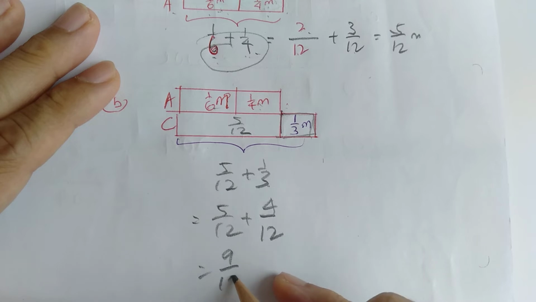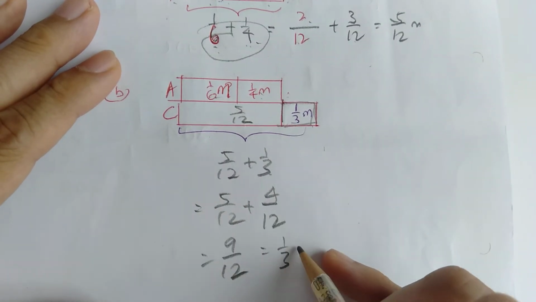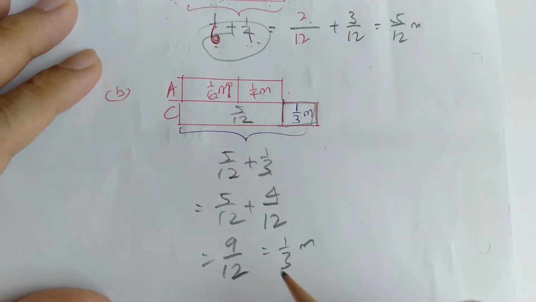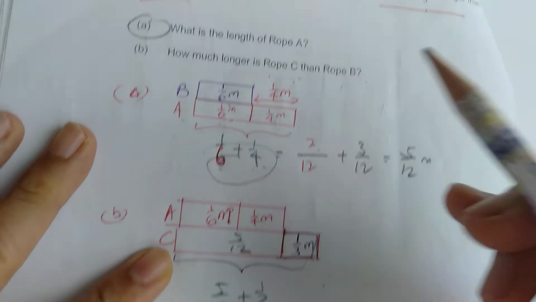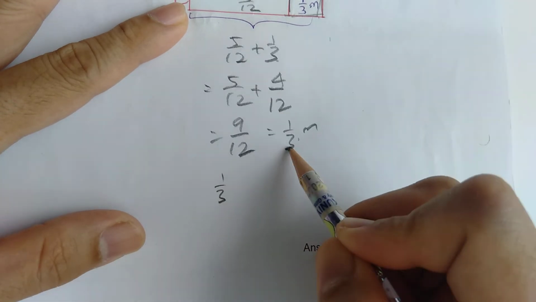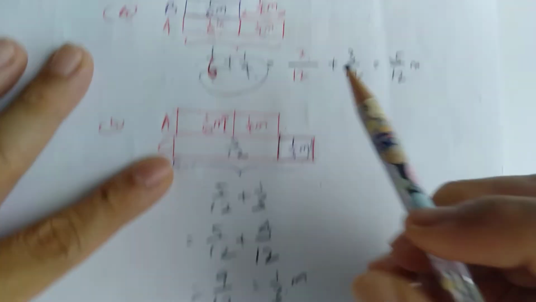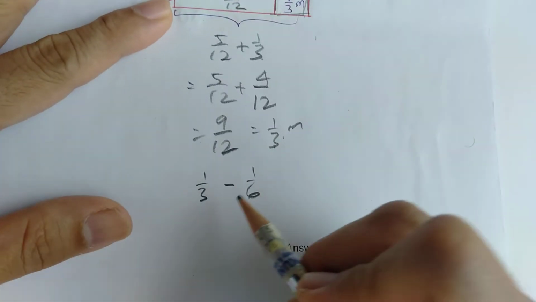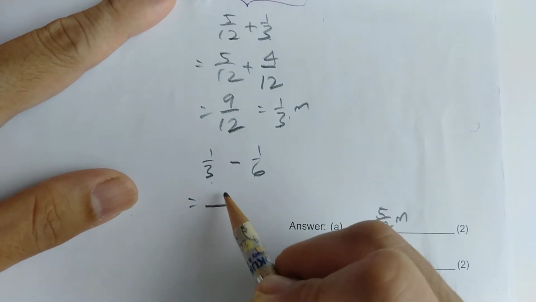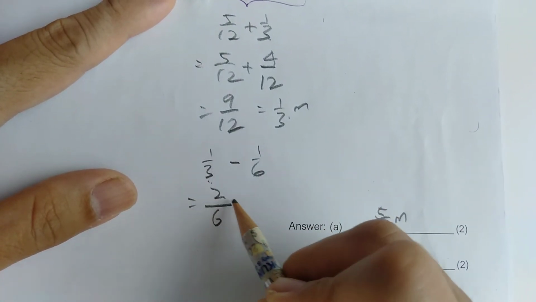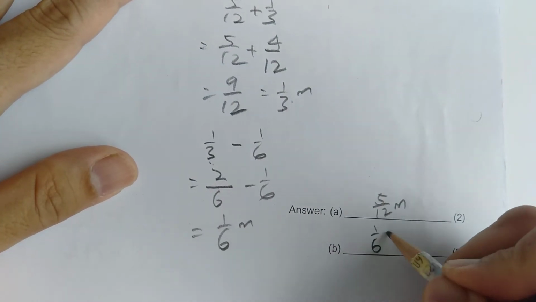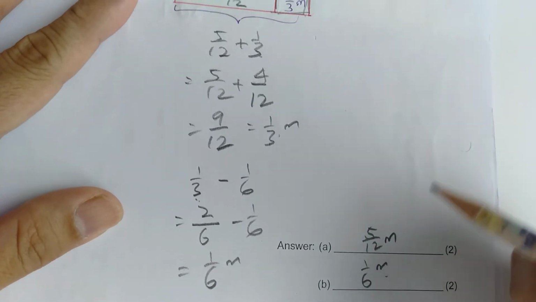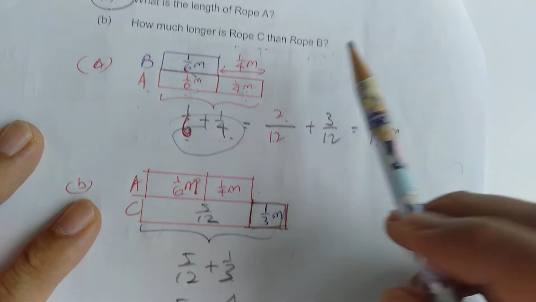So rope C is 9/12 or 1/3 meter in length. This is for rope C. How much longer is C than B? B is 1/6, right? So I use 1/3, which is C's length, minus 1/6, which is B's length. So I need to change the equivalent fraction. 3 times 2, 6. 1 times 2, 2. So it's actually 1/6 meter. So answer is 1/6 meter. C is 1/6 meter longer than B.